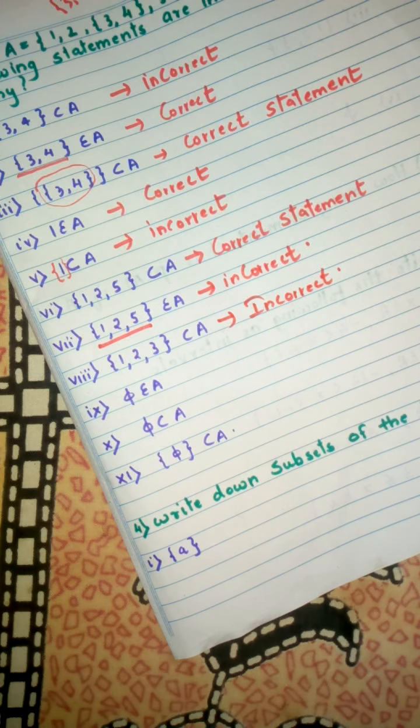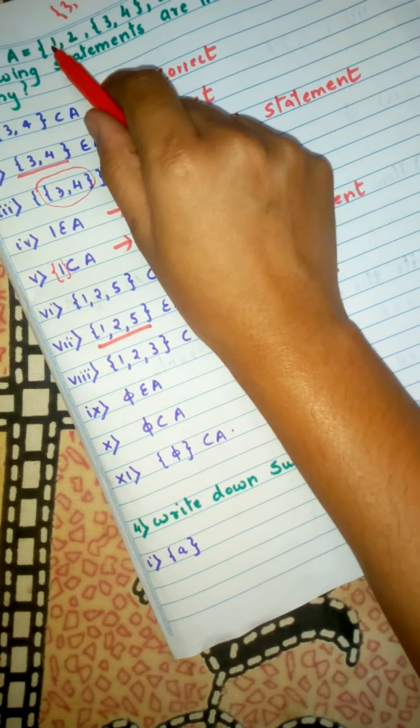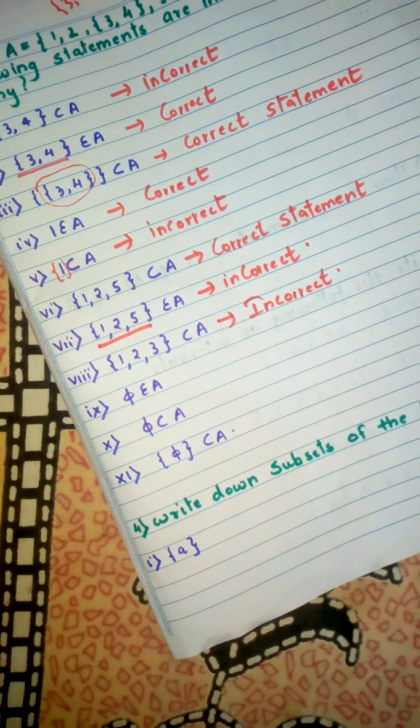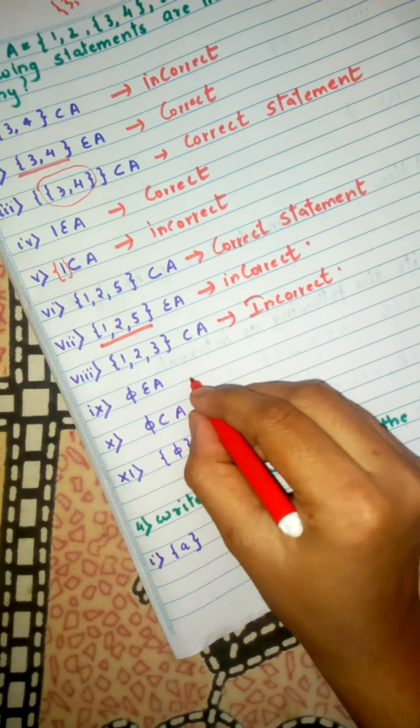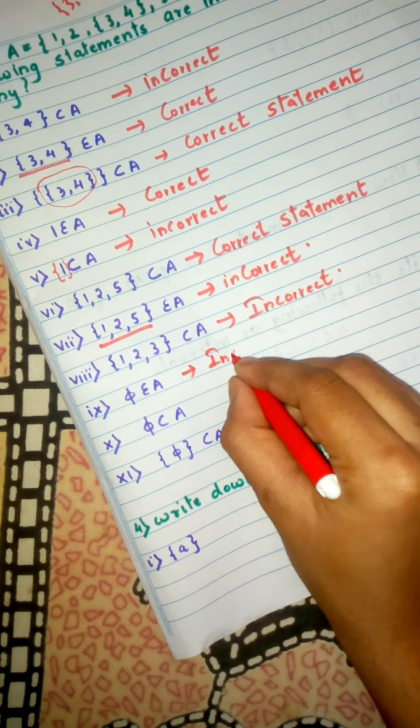Now moving to the 9th question, it asks whether the empty set belongs to A, and here we see that there are many elements, but there is no empty set in A. Therefore this is incorrect.